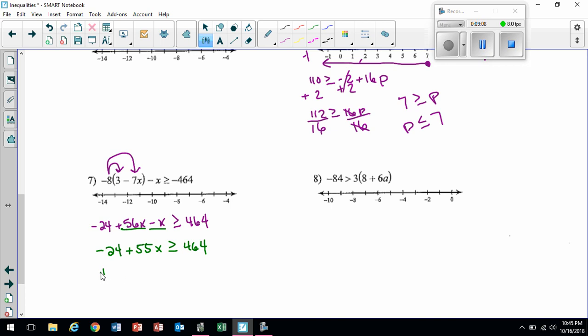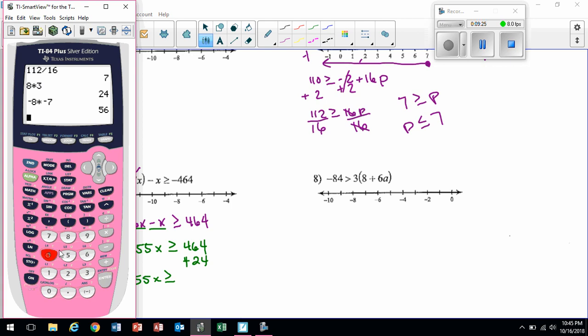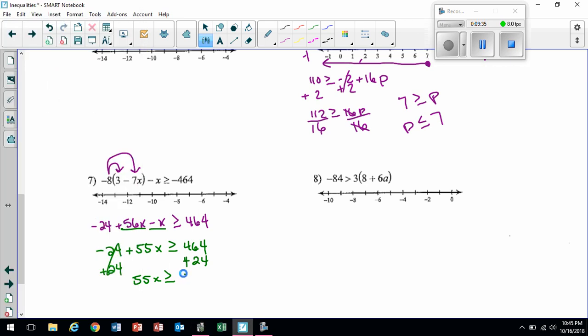x by itself. So I'm going to add 24 to both sides of my inequality. These cancel out. This is going to give me 55. X is greater than or equal to, add these together. So we have 464 plus 24, and it will give you 488. Are we done? No. We're going to divide by what? 55.